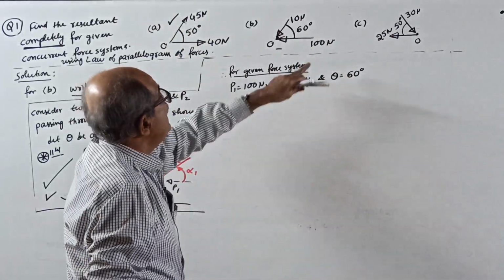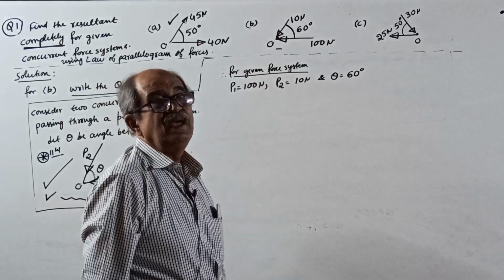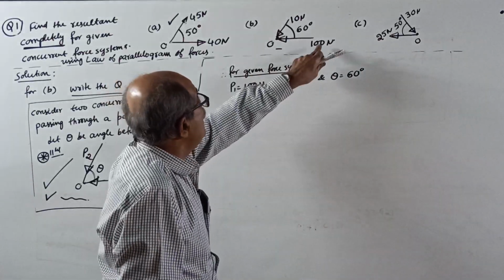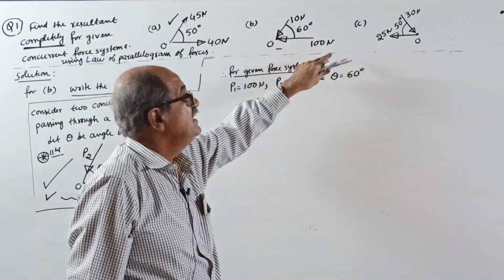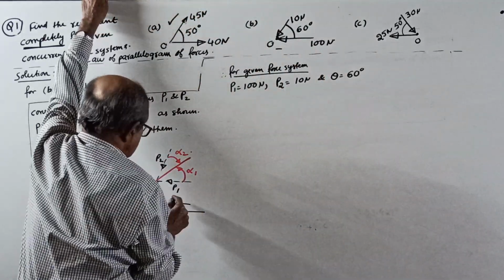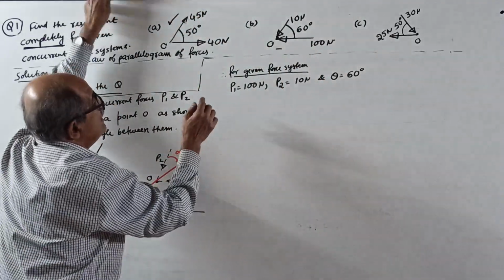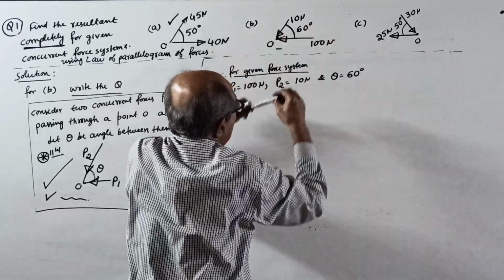Now, one minute. I have taken one high force, one lesser force. Why? Now the resultant will come very close to 100. That is the resultant angle. This angle will come very small. Your resultant will nearly come here. That's why I wanted this question.